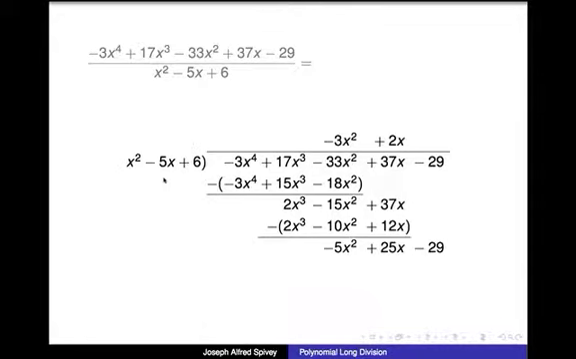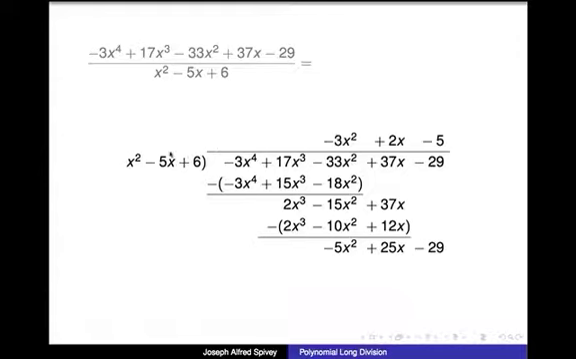So now I'm going to take my original divisor and try to divide it into this new polynomial here. And I'll start by looking at the leading terms. How many times does x squared go into negative 5x squared? Another way to ask it is, what should I multiply x squared by in order to give me negative 5x squared? I'd have to multiply it by negative 5.